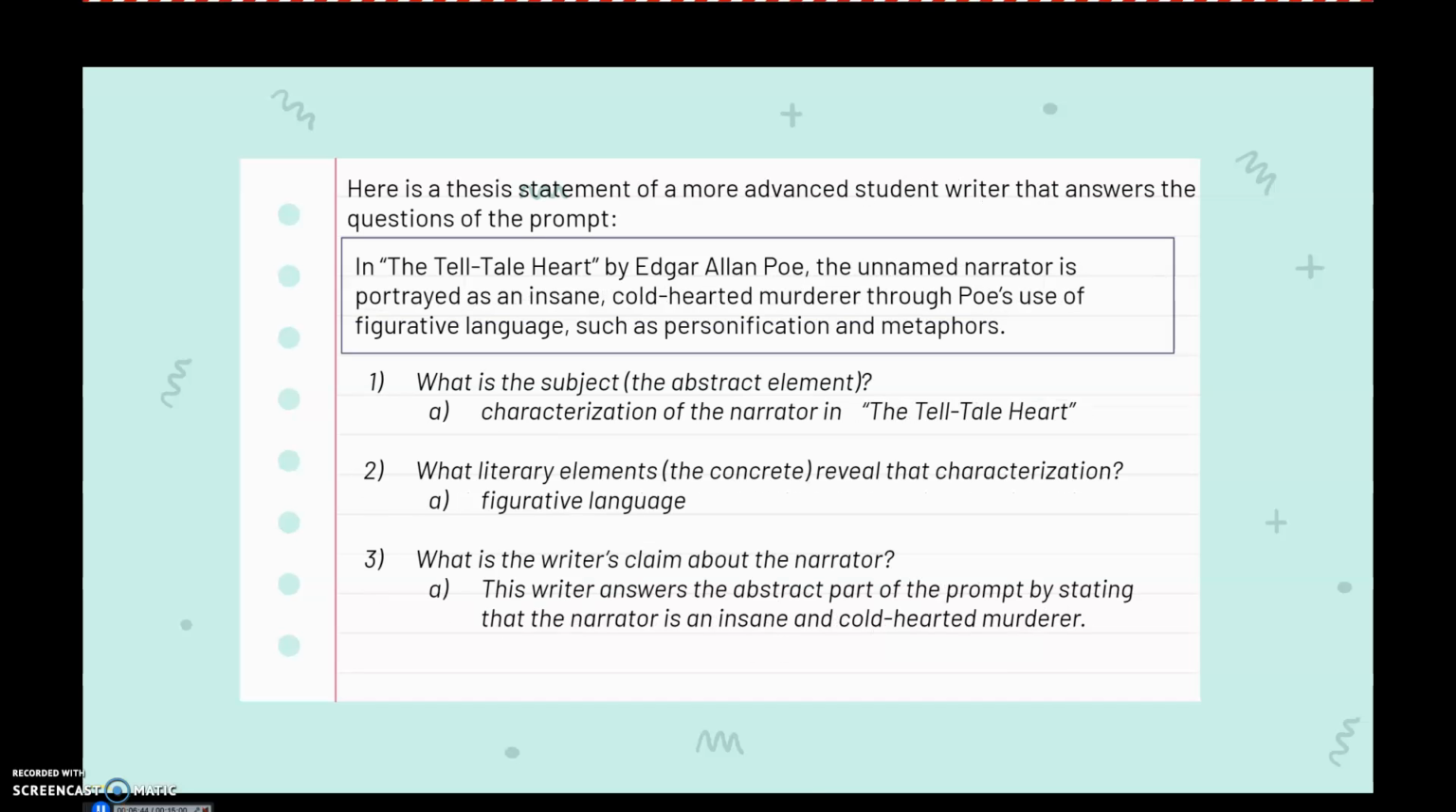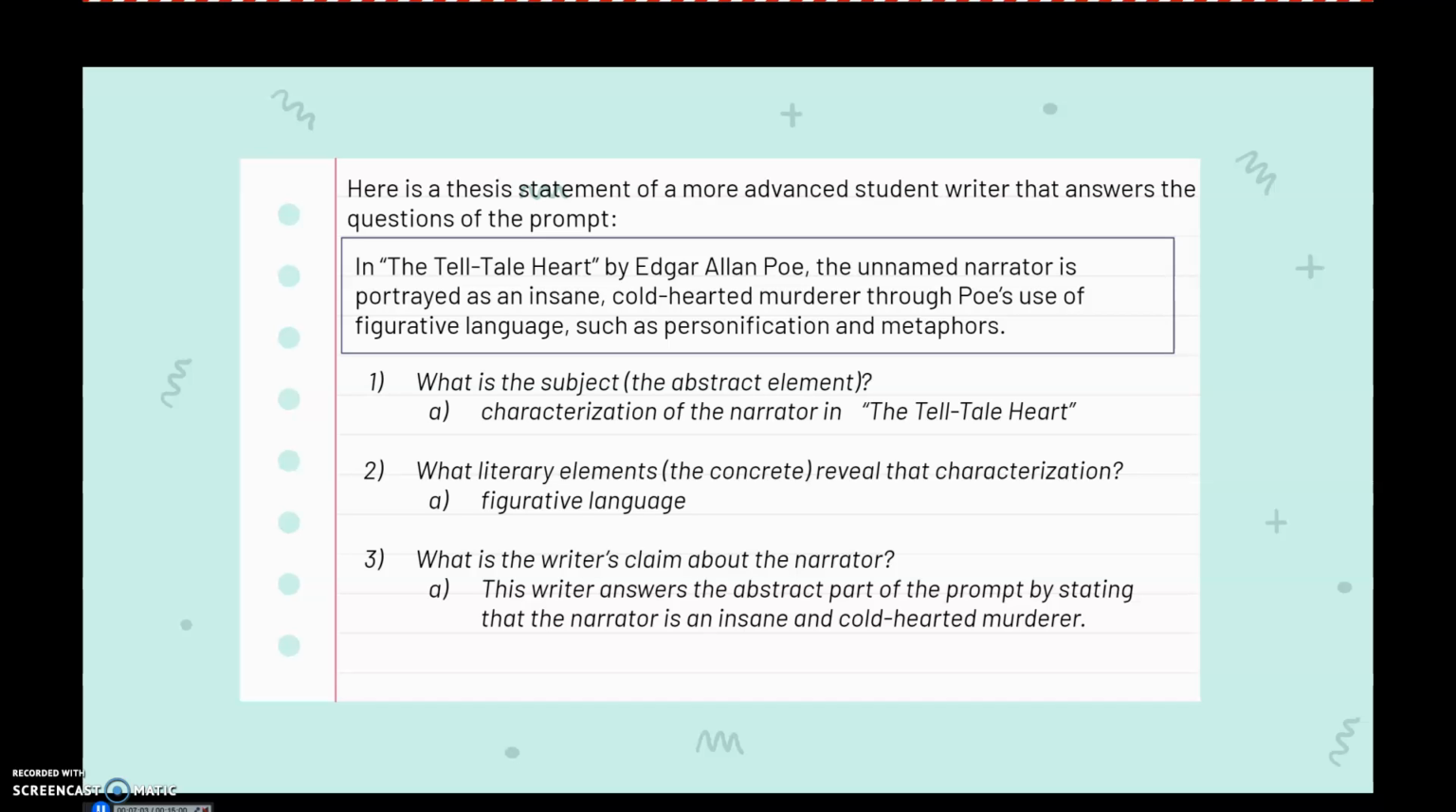Now let's look at a thesis statement from a more advanced student. Now they are going to answer all of the questions of the prompt. In The Telltale Heart by Edgar Allan Poe, the unnamed narrator is portrayed as an insane, cold-hearted murderer through Poe's use of figurative language, such as personification and metaphors.